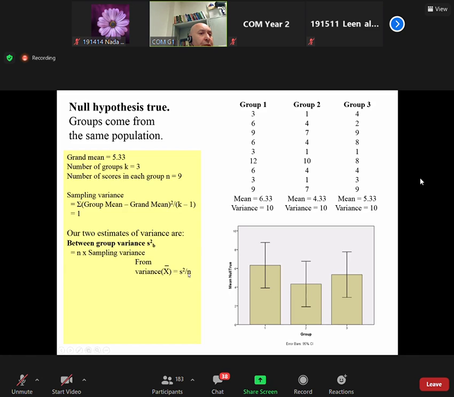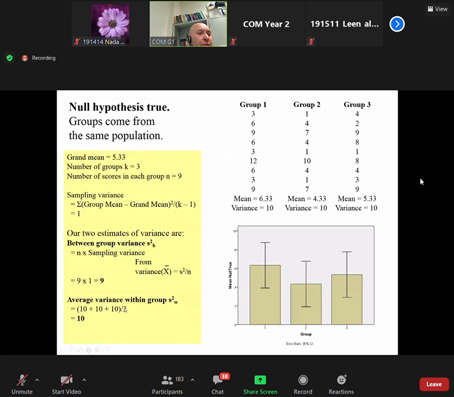So if we multiply both sides by n, then we get n times the sampling variance is equal to s squared, and it's s squared that we're interested in. Okay, so that's the variance. So it's an estimate of the population variance. So what we do then is multiply this 1 by 9, it gives us 9.